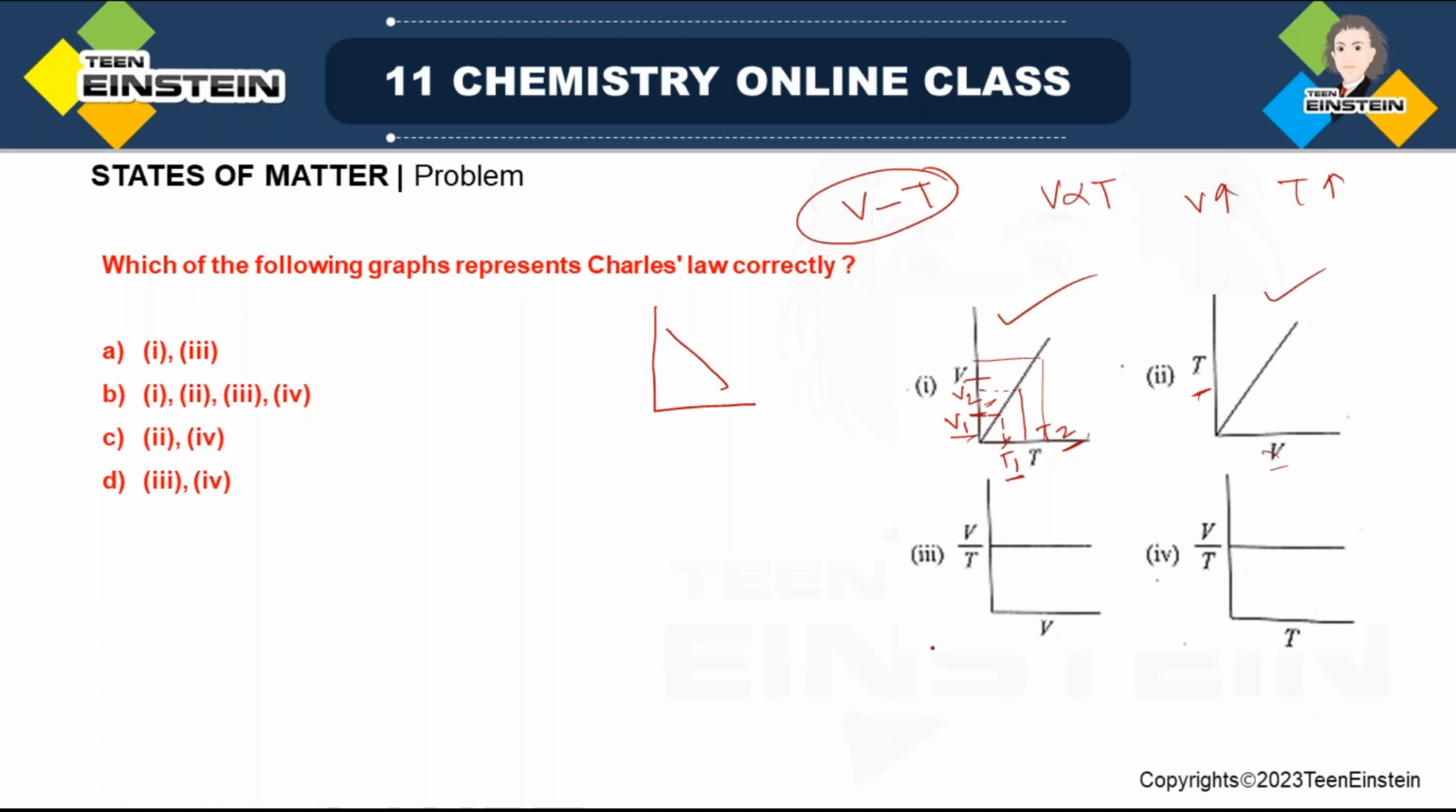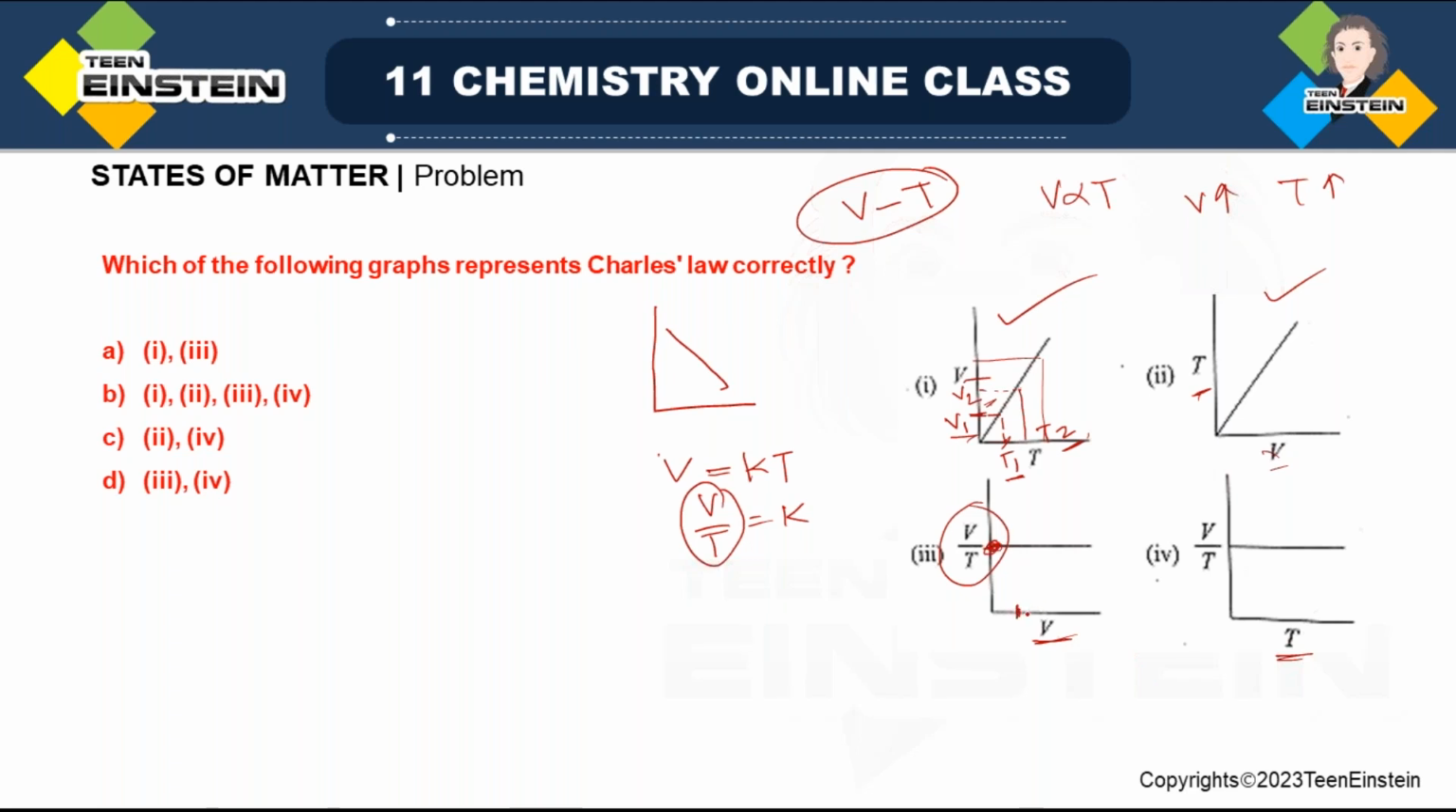What about the third graph? In the third graph, we have taken V by T. But remember, from Charles' law, we know V is directly proportional to T. If you remove the proportionality sign, it is V equal to KT, or V by T is equal to constant. So this ratio V by T is always constant. Whether you draw it with V or with T, it is always constant. So that is why the value is fixed at this point.